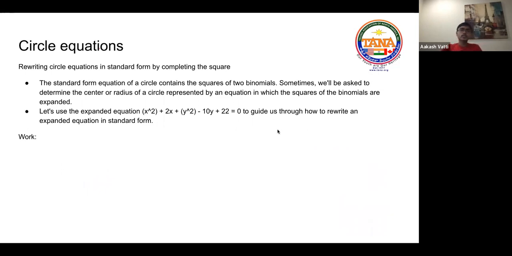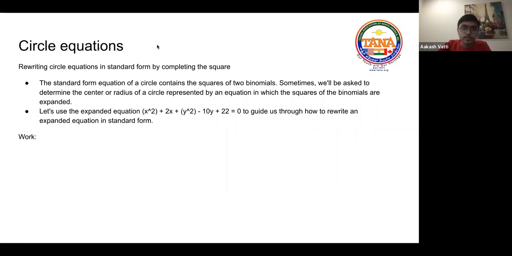So, rewriting circle equations in standard form by completing the square. The standard form equation of a circle contains the squares of two binomials. So sometimes we'll be asked to determine the center or radius of a circle represented by an equation in which the squares of the binomials are expanded. For example, we'll use the expanded equation x squared plus 2x plus y squared minus 10x plus 22 equals 0 to guide us through how to rewrite the expanded equation in standard form.